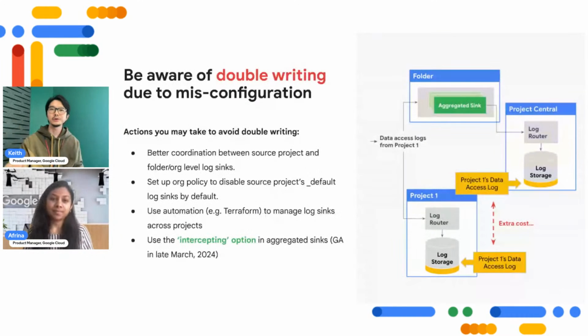I want to show you how this works with the diagram on the right. This is an organization that has turned on data access logs. And we have an aggregated sink created at the folder level to aggregate the data access logs from all the child resources into that one place. Those logs are being routed to a central project and stored in that log storage. And if, say, by accident, a log sink is created in project one to also select the data access logs and route them to project one's log router, we end up having the same logs being stored twice, which will incur additional cost. So I can go to the next slide.